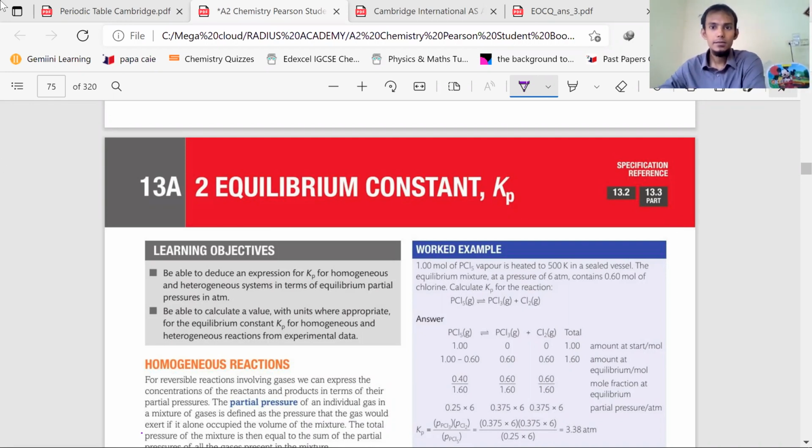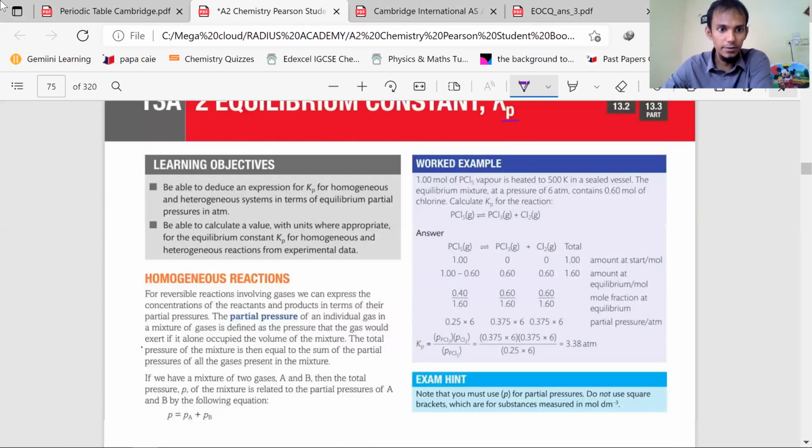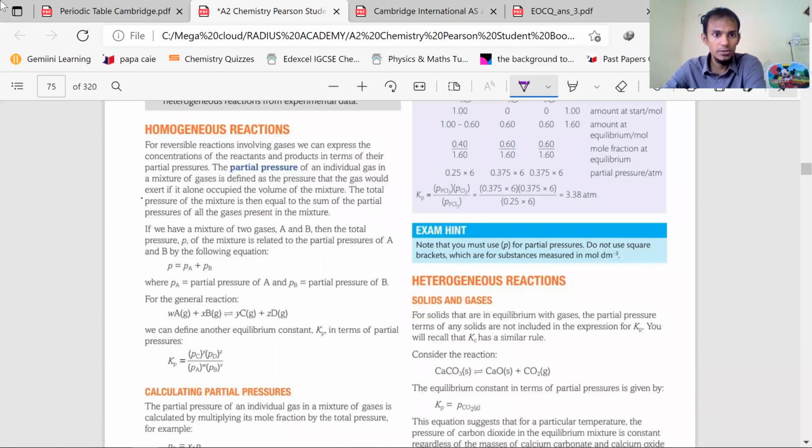Okay, so Kp, just like Kc was the equilibrium constant in terms of concentration, Kp is the equilibrium constant in terms of pressure. So it's self-explanatory. Again, homogeneous and heterogeneous reactions.